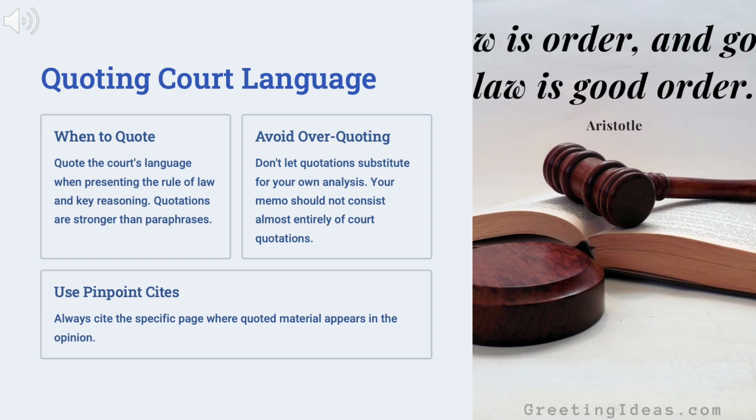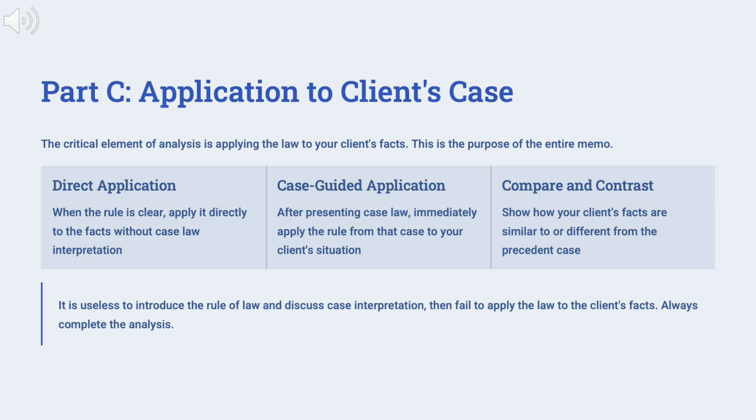Part C of the analysis section, the application, is where the analytical work of the entire memo comes to its essential purpose. All of the preceding work, identifying the rule, locating and presenting the relevant case law, explaining the court's rationale, exists to make this step possible. The application is where the rule of law, as interpreted by the cases, is brought into direct contact with the client's specific facts to determine what result the law produces.